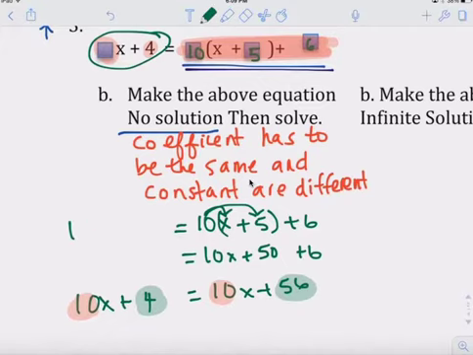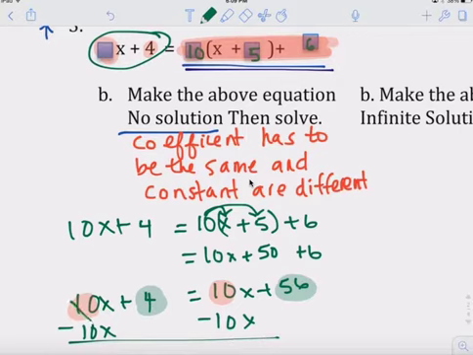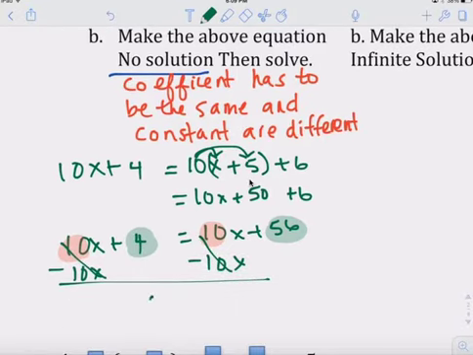Okay, so to make everyone happy, you start it out like that. Okay? You tell them that's what you're gonna choose. Anyways, and then if you minus 10x, notice you prove that 4 does not equal 56. Okay? Now you can choose any one you want.